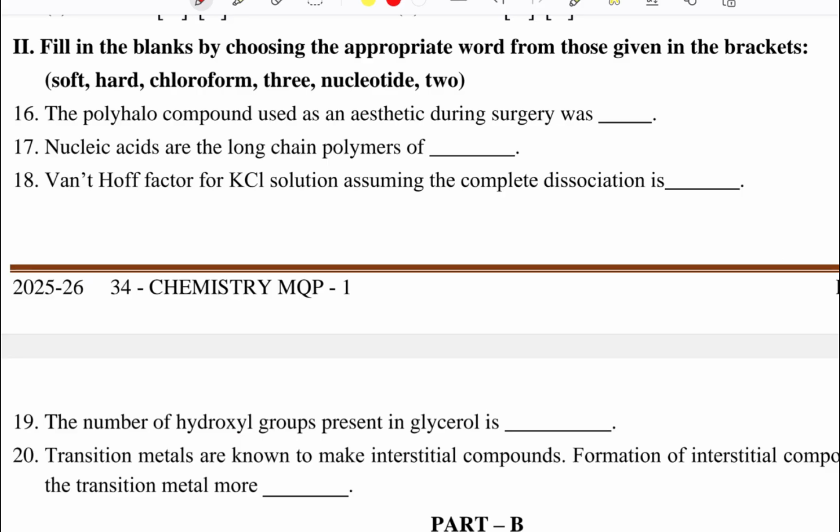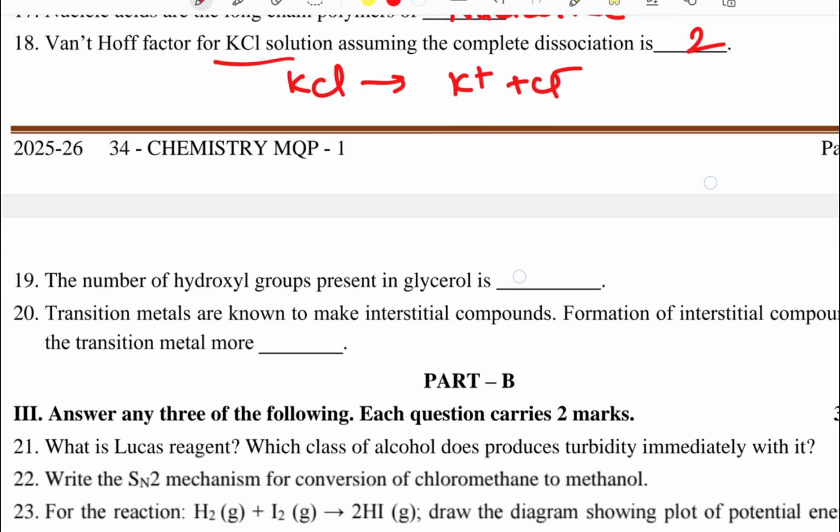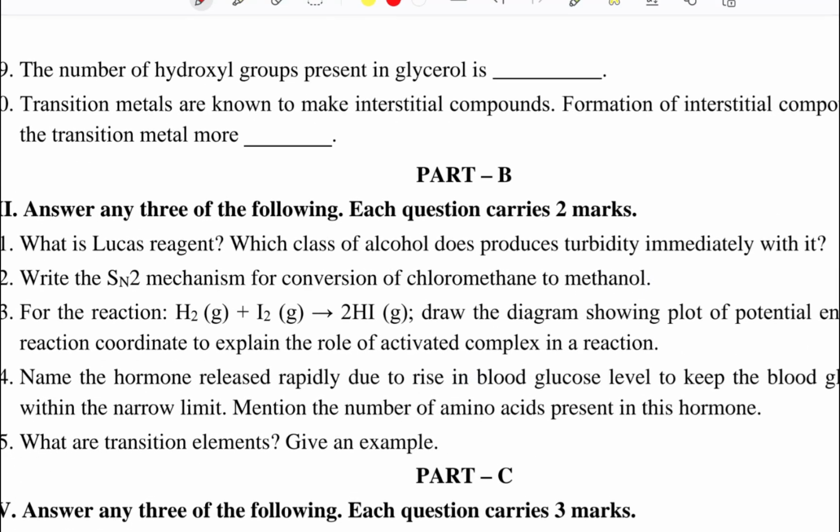Let us see the fill in the blanks. Question number 16. The polyhalogen compound used as an anesthetic during surgery is chloroform, CHCl3. Nucleic acids are long chain polymers of nucleotides. Van't Hoff factor for KCl: KCl is a strong electrolyte dissociating into K plus and Cl minus, so 2 is the answer. Next, the number of hydroxyl groups present in glycerol is 3. This is the structure of glycerol. It is a trihydric alcohol and it contains a total of 3 OH groups.